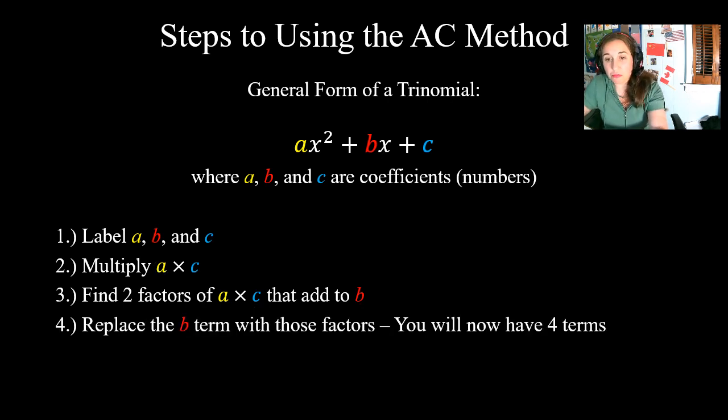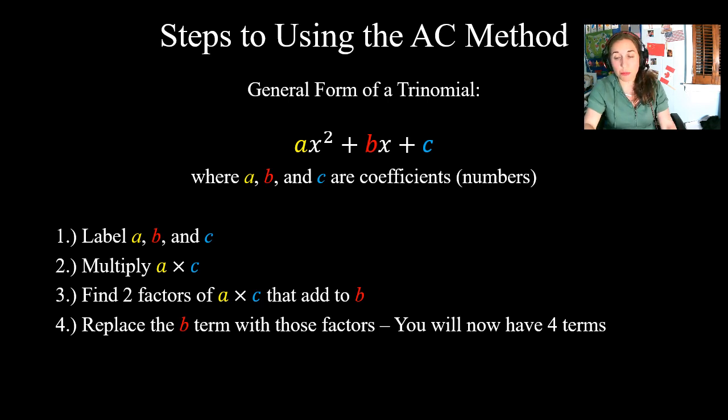Once we've found those factors, we're going to replace the b term with those factors. So now we'll wind up having a 4-term polynomial. And don't worry, right now just listen. If this is sounding like a lot, we're going to go through examples in this video, so you will get to see how this actually plays out, and it will make a lot more sense when we're doing it. Right now, I'm just talking about it generally.